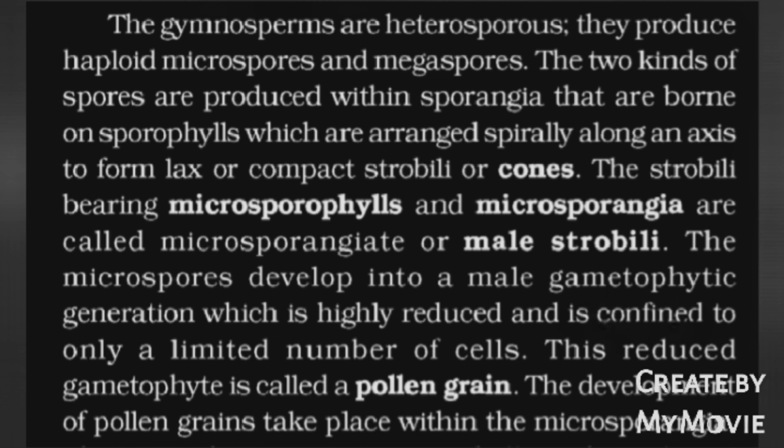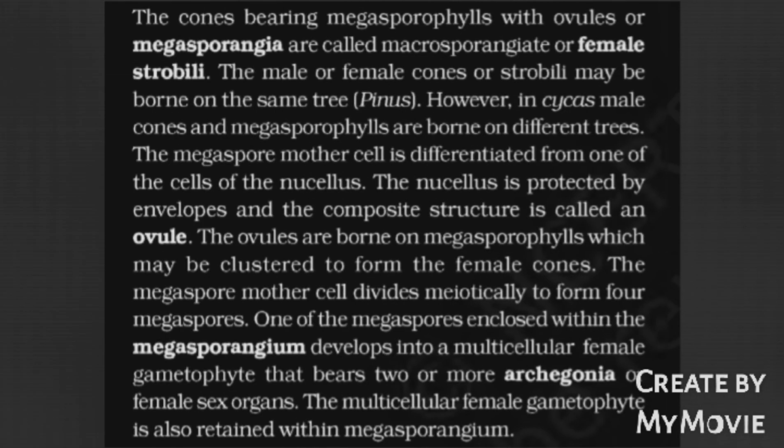The strobili bearing microsporophylls and microsporangia are called microsporangiate or male strobili. The microspores develop into a male gametophytic generation which is highly reduced and is confined to only a limited number of cells. This reduced gametophyte is called a pollen grain. The development of pollen grain takes place within the microsporangia. The cones bearing megasporophylls with ovules or megasporangia are called macrosporangiate or female strobili. The male or female cones or strobili may be borne on the same tree like in Pinus. However, in Cycas, male cones and megasporophylls are borne on different trees.